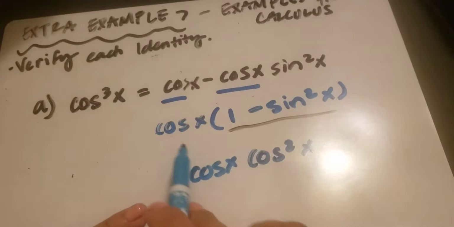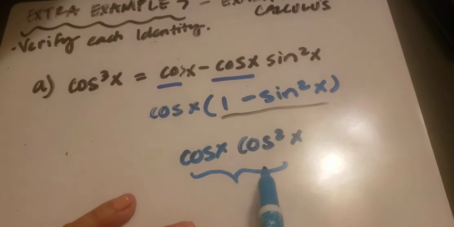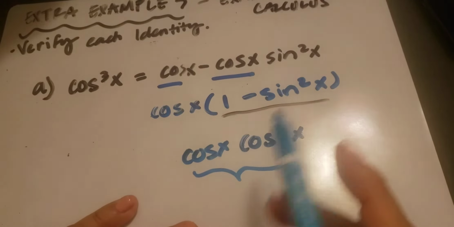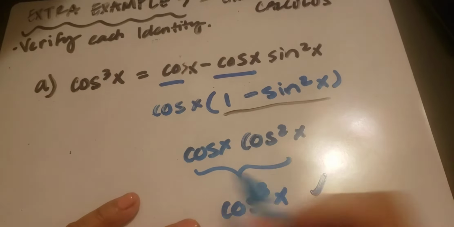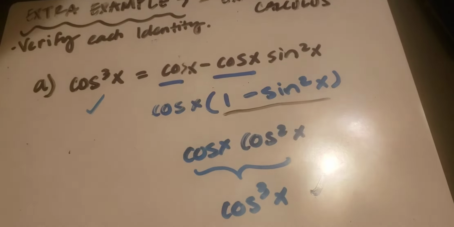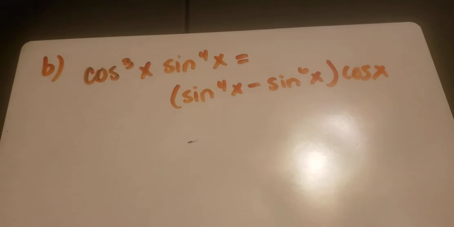And I already have cosine of x. So when we multiply the same trig function, all we do is just add the exponents. So now I have cosine cubed of x. And that's it, okay? Left-hand side matches the right-hand side. All right, awesome. Let me give you one more for this one.